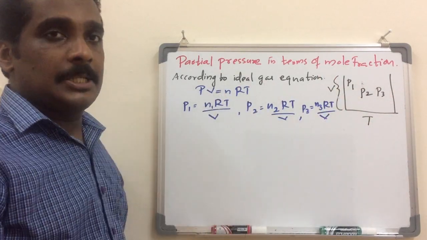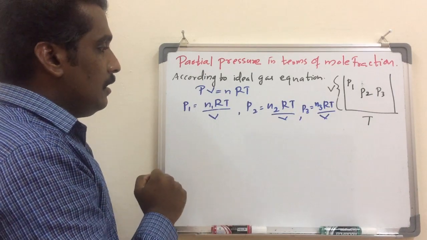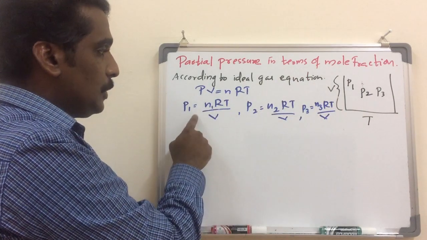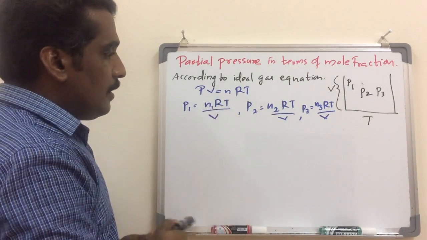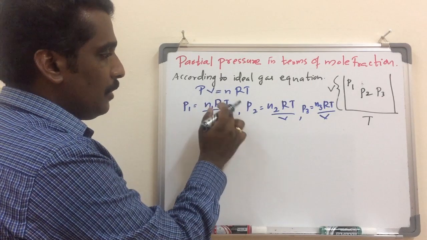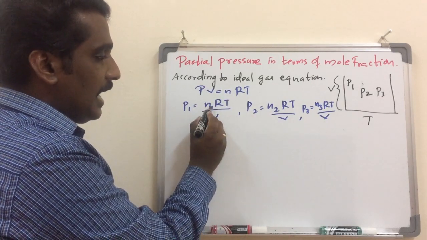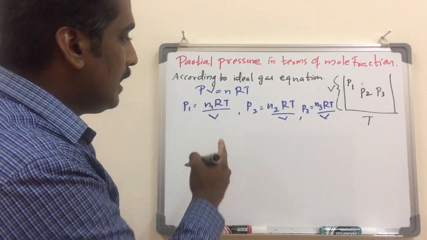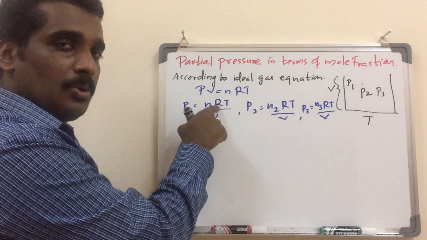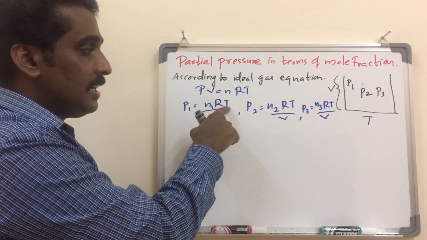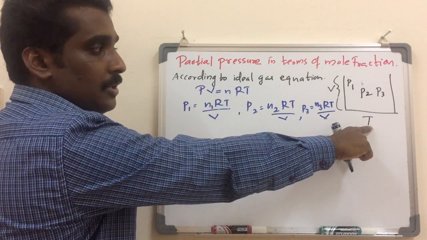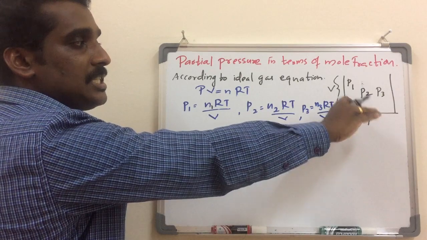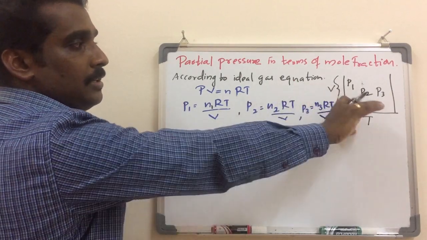Then according to the ideal gas equation, PV equals nRT, we can write P1, the partial pressure of the first component, equal to nRT by V, where n is the number of moles. So for the first component, n1 RT by V. R is the universal gas constant, temperature is also fixed, and volume is also fixed because all the components are enclosed in the same vessel.